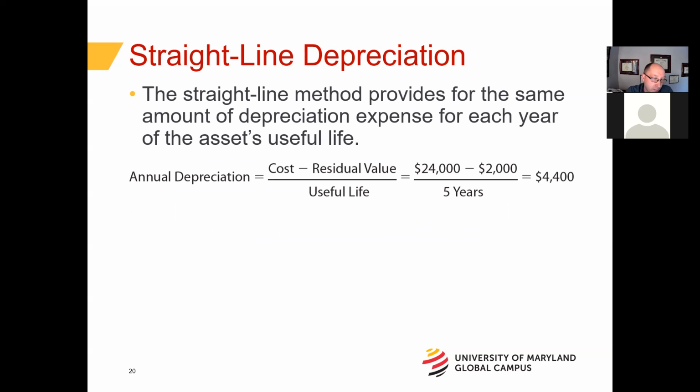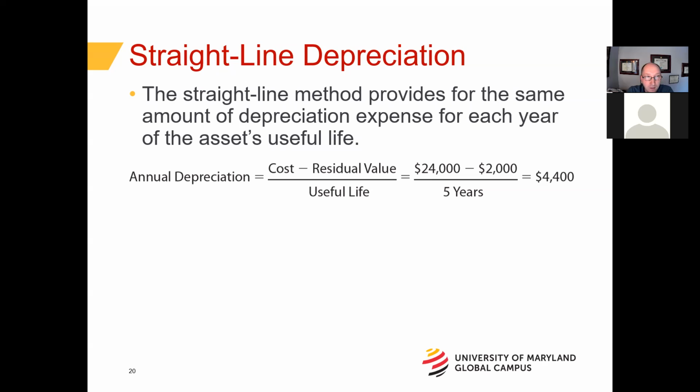So let's say my dump truck, okay? My dump truck, let's say it costs 24,000. Okay, great. And let's say it has a residual value of $2,000. To calculate straight line depreciation, I take the cost minus residual value divided by the useful life. In my example, it's 5 years. So cost 24,000 minus residual value of 2,000. That, guess what? That's 22,000, right? And on the top part of our equation, divided by 5 years, which is useful life, equals $4,400.